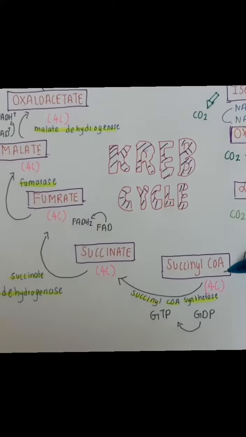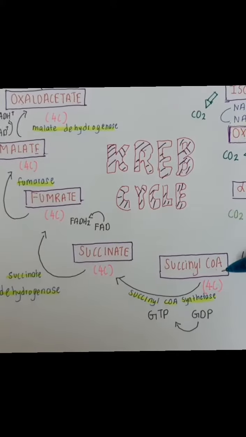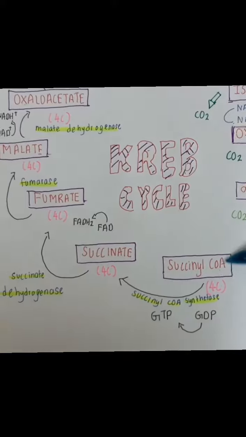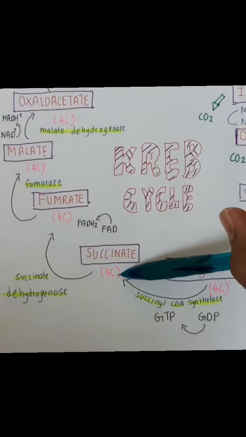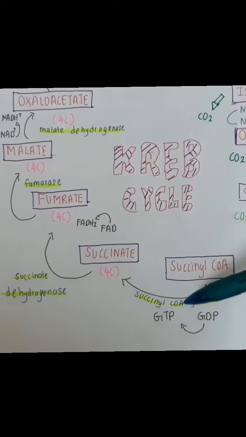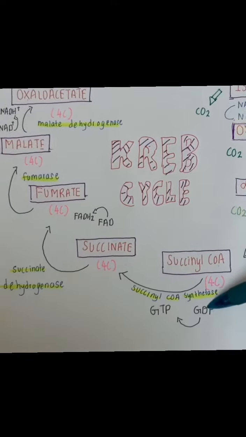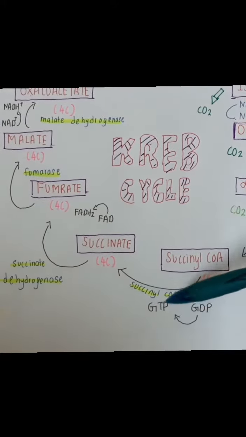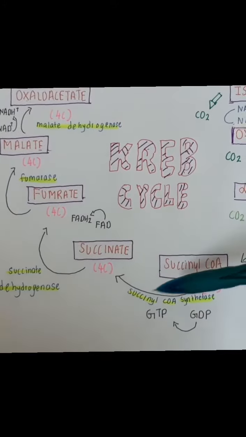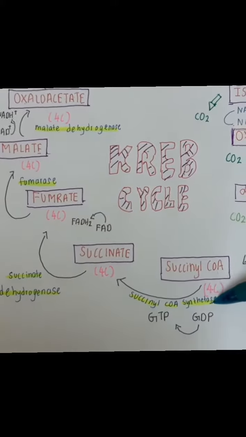The next step is substrate-level phosphorylation. Succinyl coenzyme A is converted to succinate, which is 4-carbon. The energy released is used for phosphorylation of GDP, which is converted to GTP. This reaction is catalyzed by succinyl coenzyme A synthetase.